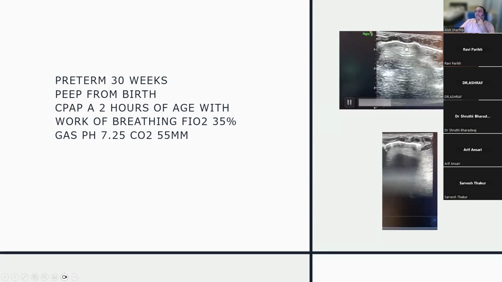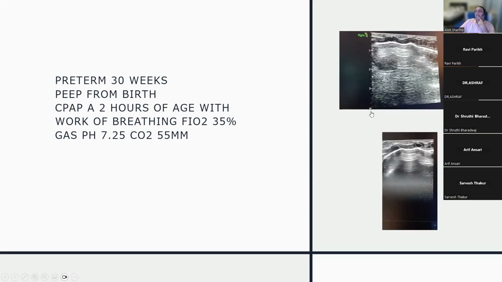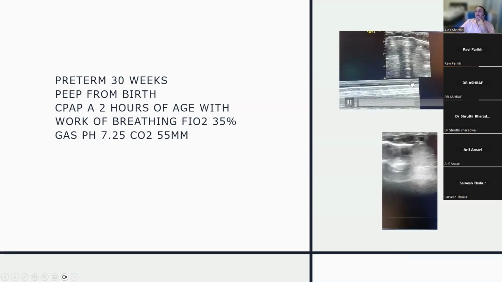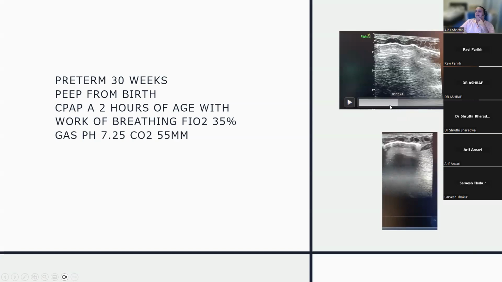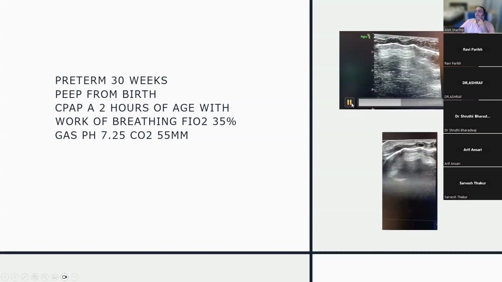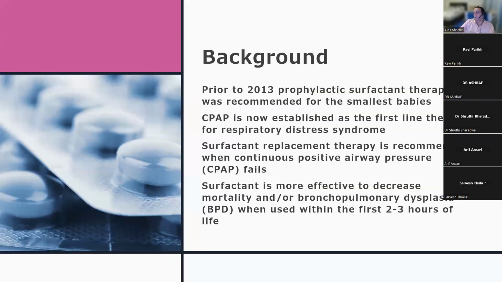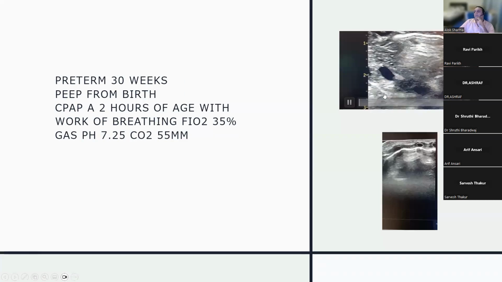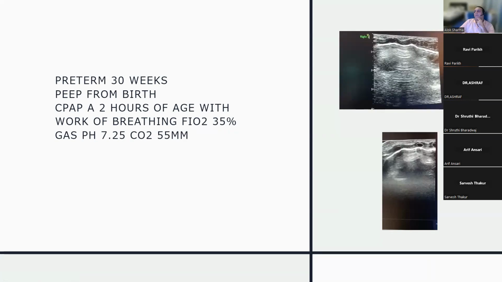This is a comet tail, this small comet tail here, but actually I can't see a B profile at all. I can see A lines all the way to the bottom in R1. And this is a depth of 4 centimeters in a very small baby. Now, what do you see over here? So now you have a little bit of M mode. There is lung sliding or not?